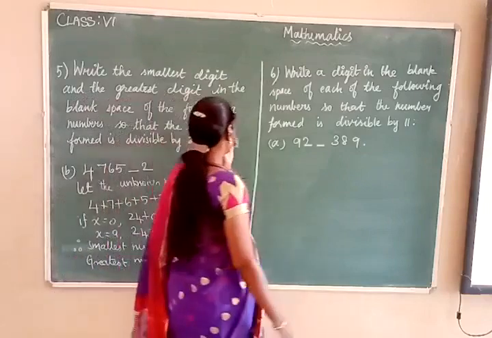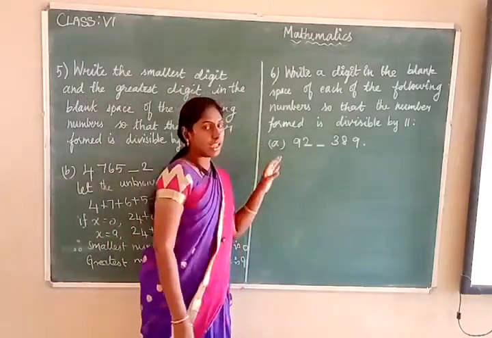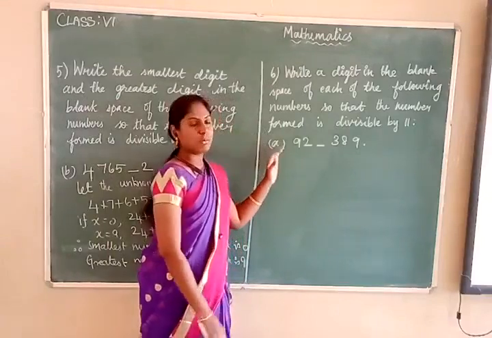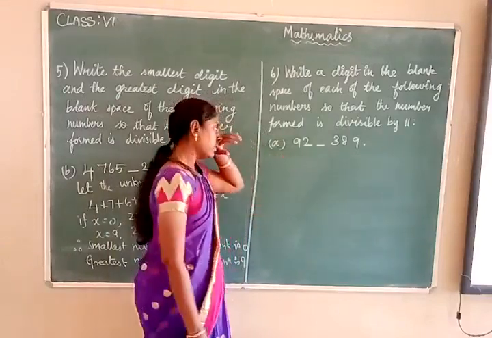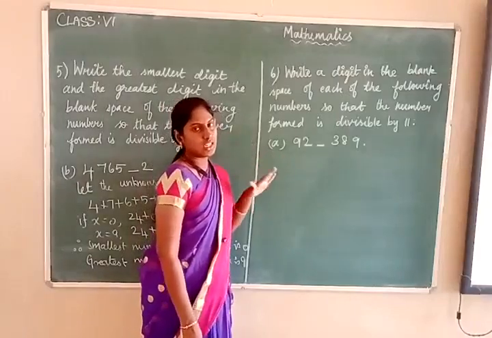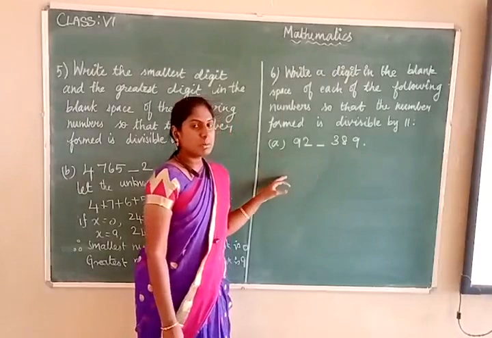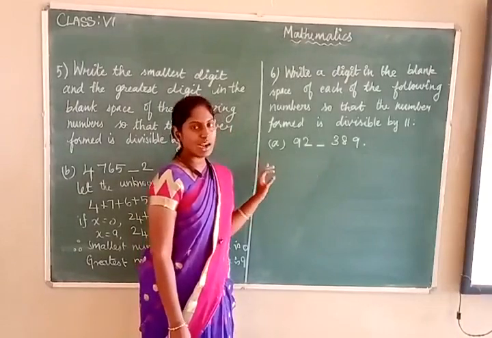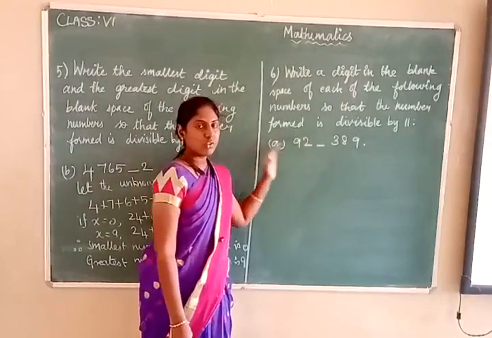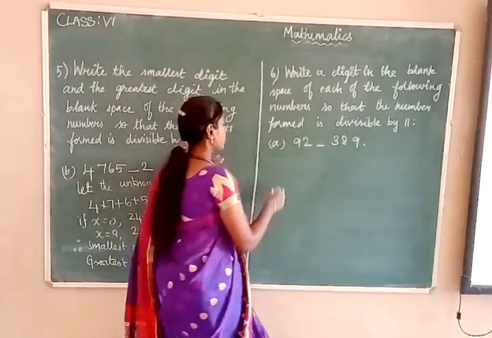Write a digit in the blank space of each of the following numbers so that the number formed is divisible by 11. Here it is not asked for the smallest digit or greatest digit, nothing. But any number should come in this blank. For a number to be divisible by 11, what is the rule? We have to add all the digits of odd places and even places and find the difference between them. Now let us do.